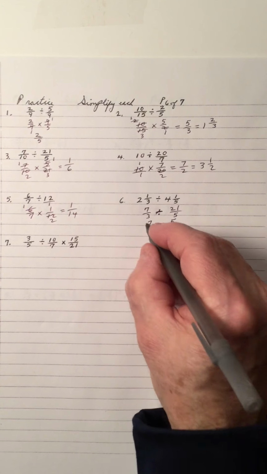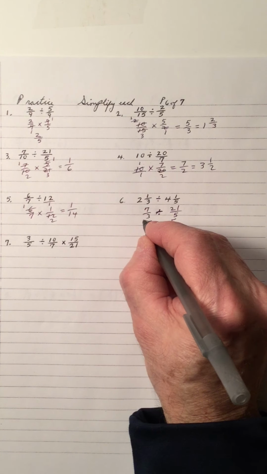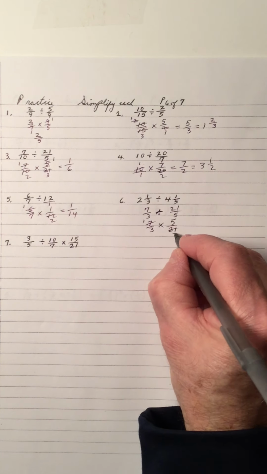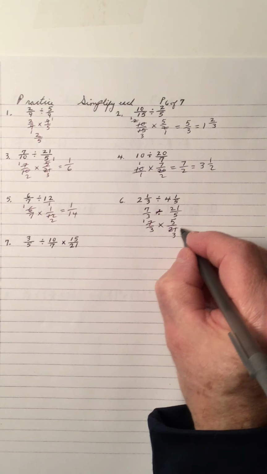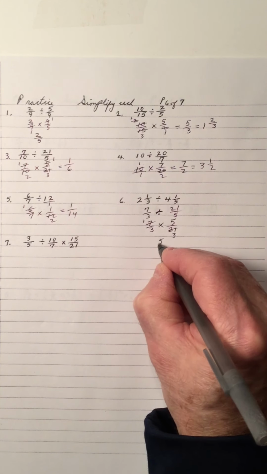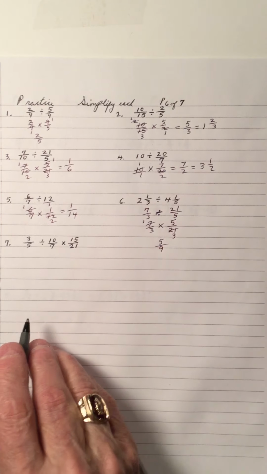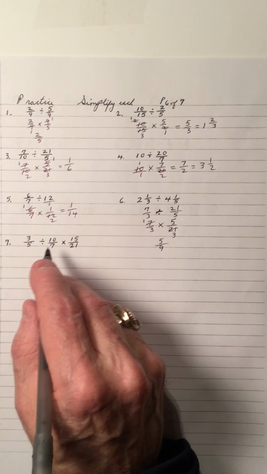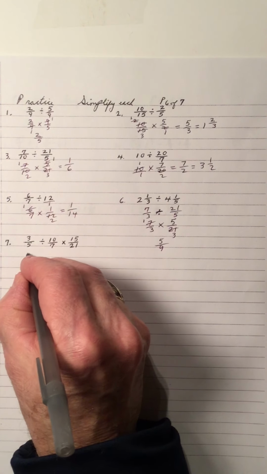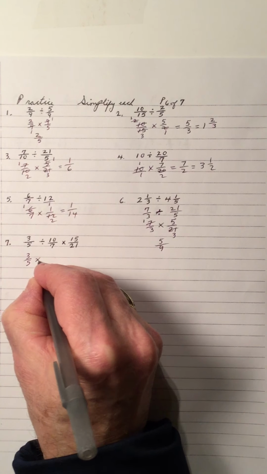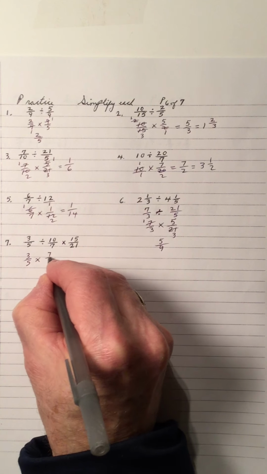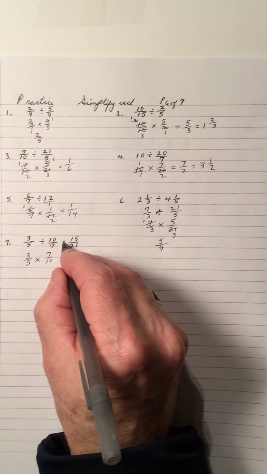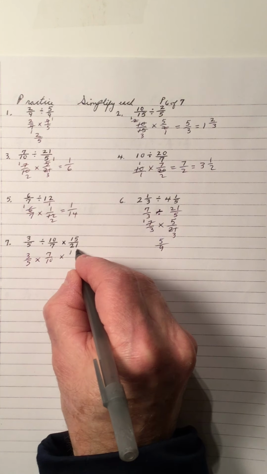And I cancel. 7 and 7 goes once, 7 and 21 goes 3. So when I multiply there, I get 1 times 5 is 5, 3 times 3 is 9. And in number 7 here, I have no mixed numerals, so I don't have to change. So 3 over 5 multiplied by 7 over 10. This is a multiplication, so I don't have to do the reciprocal.